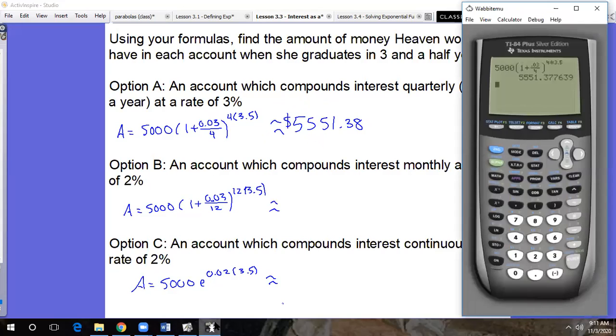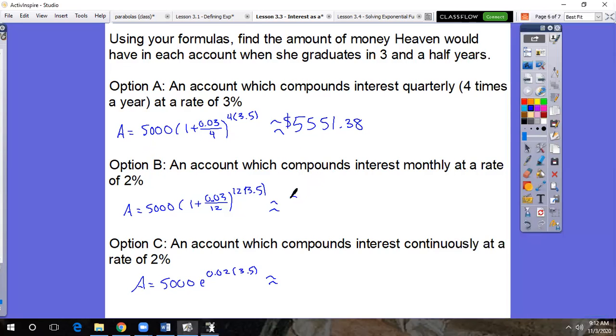Compounded monthly. I'm going to do the same kind of thing. This is going to be 5,000 times 1 plus, and I'm going to type it in as a fraction again. So this is 0.02, not 0.03. Sorry, I wrote 0.03 over there. Over 12, to the 12 times 3.5. This gives us about $5,362.23. Let me also change that real quick before I confuse anybody. This should say 0.02 because it's an interest rate of 2%, not 3%.